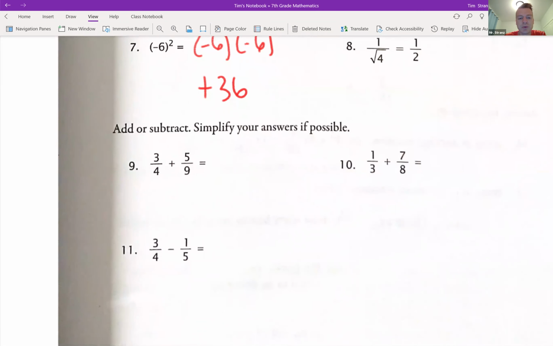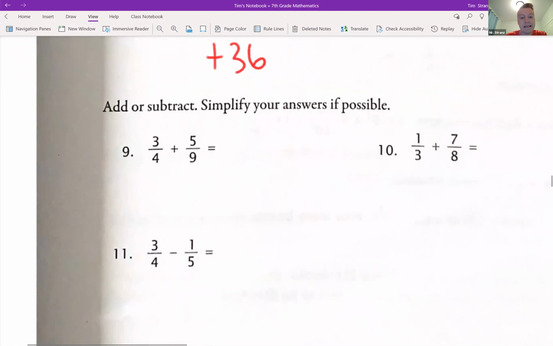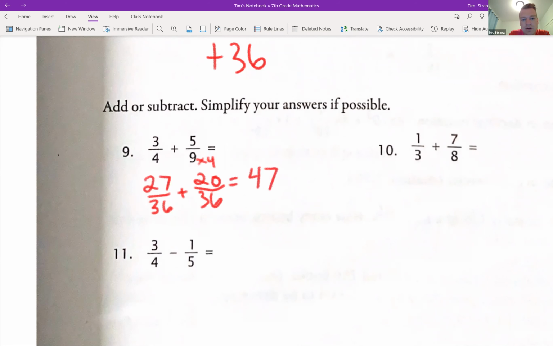Adding and subtracting fractions, one of my favorites. Students struggle with this. It's just fractions, right? They don't like them. I get it. Okay, so if we look for a common denominator of 4 and 9, the lowest common denominator, right? 4 and 9, it's going to be 36. So if we make our denominators 36, 9 times 4, so 5 times 4, 4 times 9, so 3 times 9, we get 47 over 36, which equals 1 and 11/36.